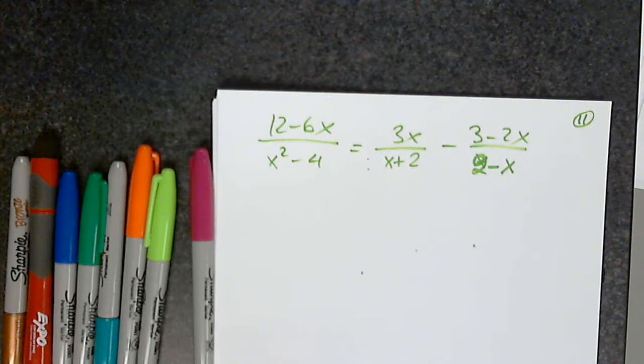2 minus x equals negative x plus 2 equals minus, outside parentheses, x minus 2. Now you have to put it back in here. So you have to rewrite with that. Yep. Don't erase what you did. Everything is good.